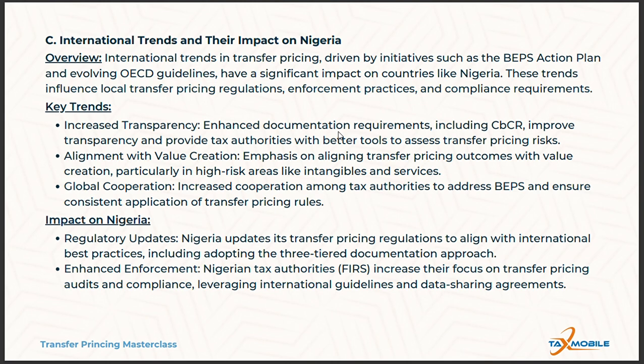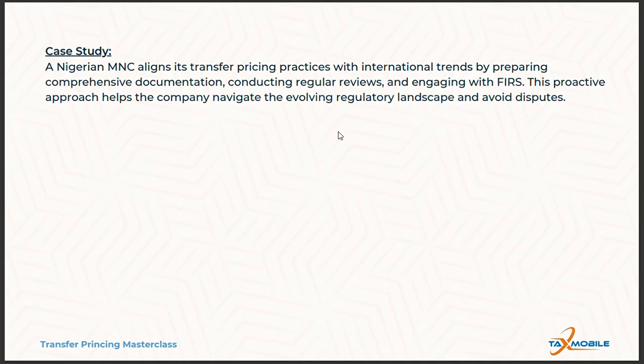So the impact on Nigeria is that Nigeria has also responded to all these global trends by updating its transfer pricing regulations to align with international best practices. In particular, Nigeria has adopted the three-tiered documentation approach and has increased its focus on transfer pricing audits and enforcement. So the Nigerian tax authorities, which is the Federal Inland Revenue Service, are using international guidelines and data sharing agreements to enhance their compliance program and ensure that multinational enterprises operating in Nigeria are adhering to global standards.